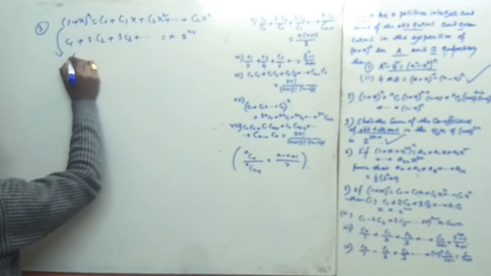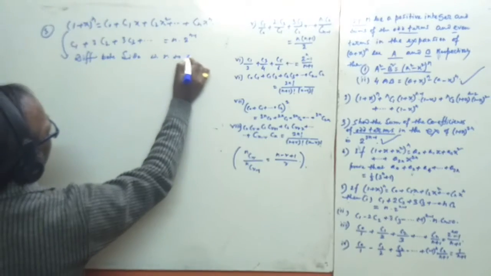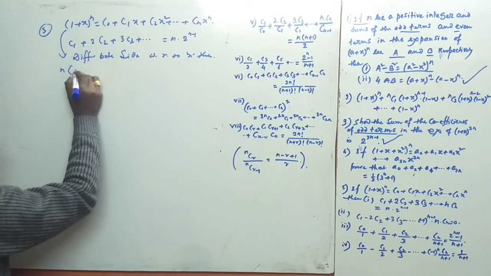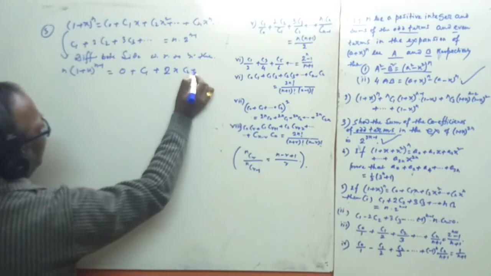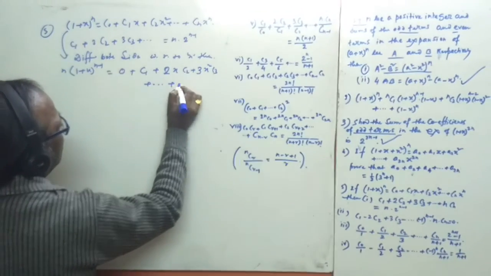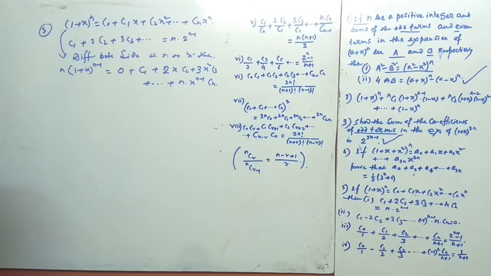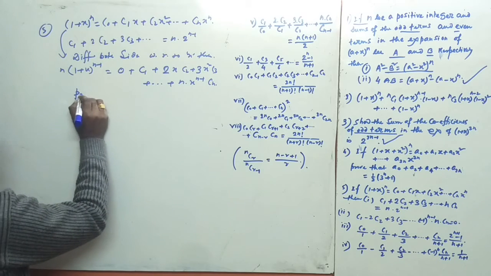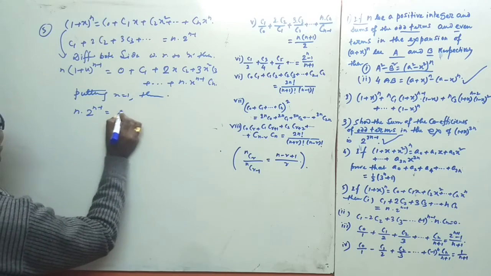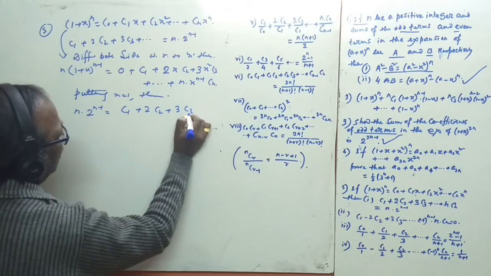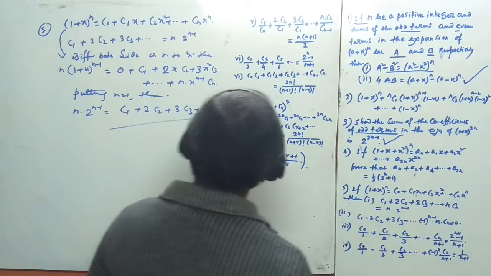If we differentiate this, differentiate both sides with respect to x, then n(1 + x)^(n-1) = 0 + C1 + 2x C2 + 3x^2 C3 + ... + n x^(n-1) Cn. Now putting x equal to 1, we get the relation n into 2^(n-1) equals C1 + 2C2 + 3C3 and like that up to n Cn. This is your answer.